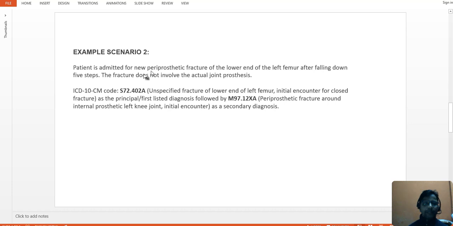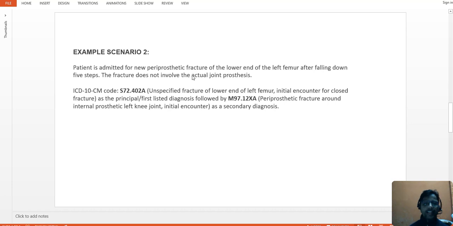The patient is admitted for a new periprosthetic fracture of the lower end of the left femur after falling down 5 steps. The fracture does not involve the actual joint processes. So here also, in the documentation, it is clearly mentioned that the fracture does not involve the actual joint processes. So we can't code it as a complication of the joint processes. The patient has a fracture which is periprosthetic, surrounding the implant, not related to the processes.